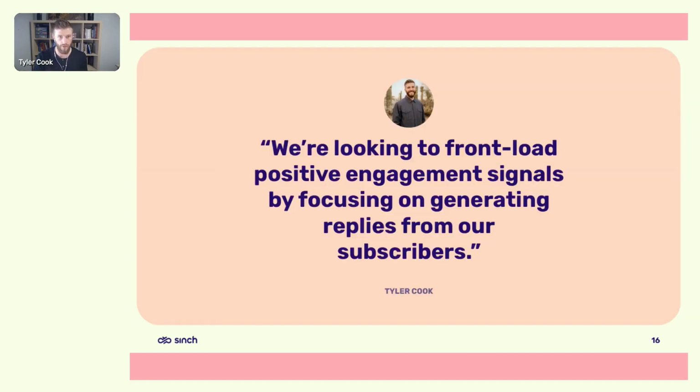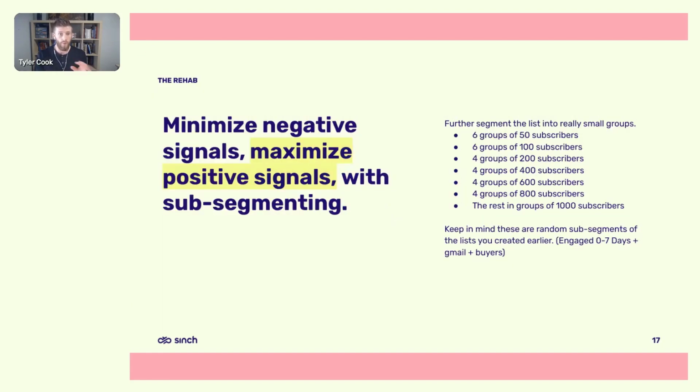So how exactly do you do that? The first thing, and I'm going to keep stressing this, is you want to front load all of your positive signals, because the more positive signals that you can accumulate to your domain, the faster your sender reputation heals or is rehabilitated. And one of the fastest ways that you can do this is by generating replies, right? So we're looking to front load those positive engagement signals. And the best way to do that is by focusing on generating replies from subscribers. So what we're going to do is we're going to play a little game with the email list.